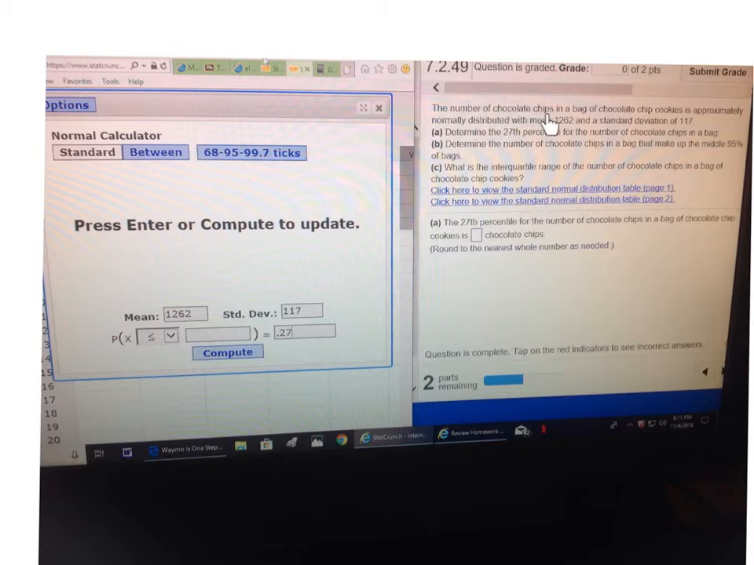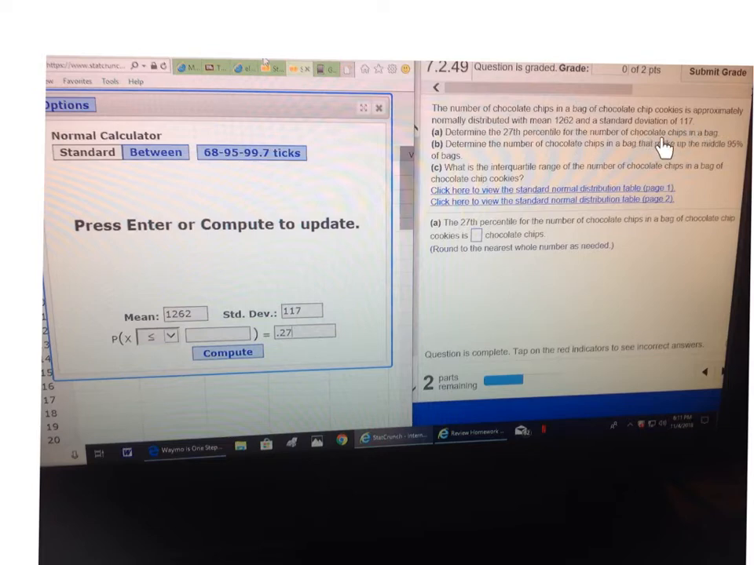You're told the number of chocolate chips in a bag of chocolate chip cookies is approximately normally distributed with a mean of 1,262 and a standard deviation of 117. Determine the 27th percentile for the number of chocolate chips in the bag.